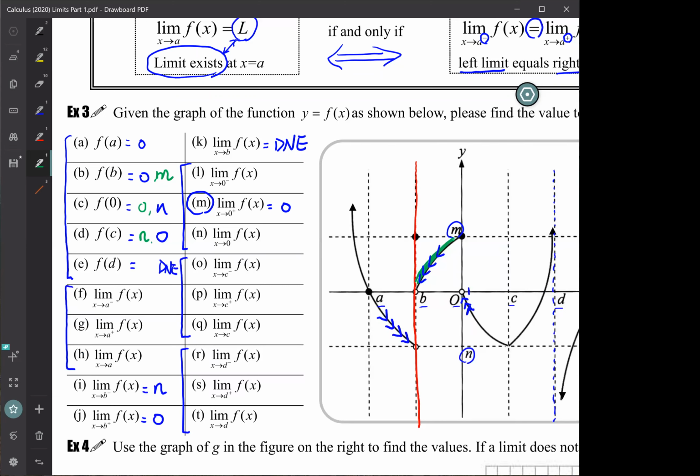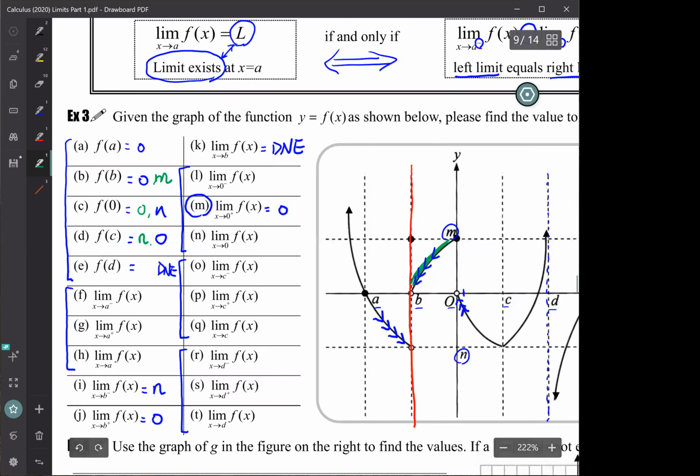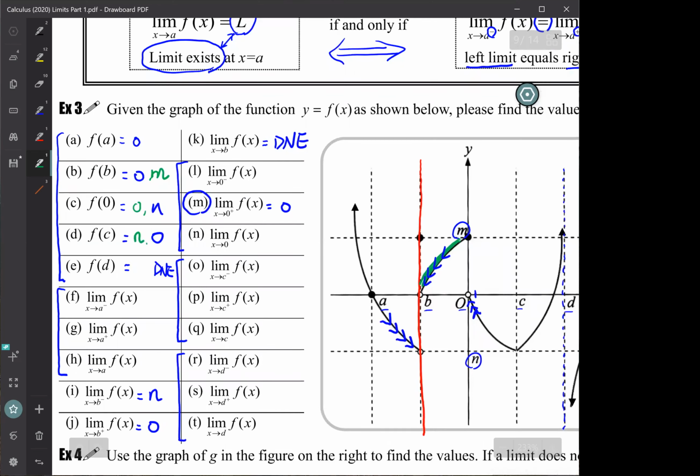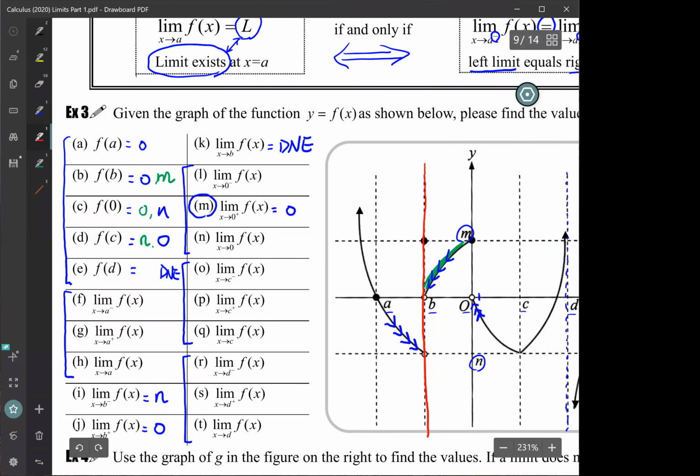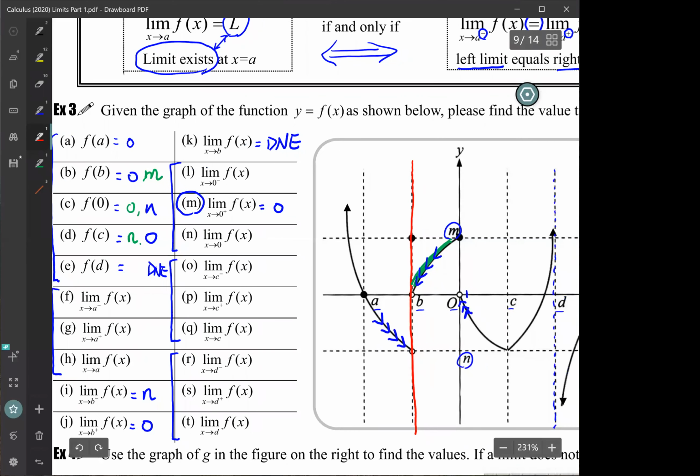Mine mostly lines up with Jesse's, or the green one, except for the F of B. Okay, let's go over A to E first. All right, so we might go a little bit over time today. So let's finish this together.